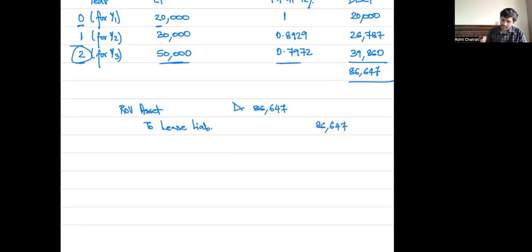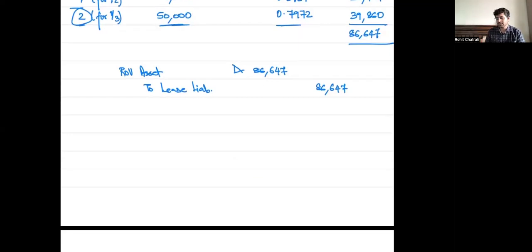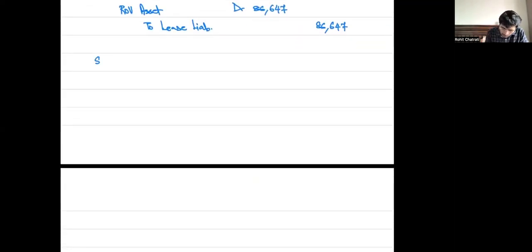All right, so ROU asset debit to lease liability of 86,647. Step number 2 will be the ROU asset schedule. In the ROU asset schedule, we are going to depreciate the ROU asset over the lease term, which in this case is 3 years.